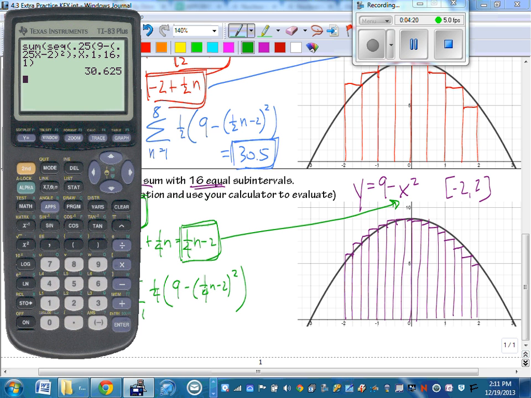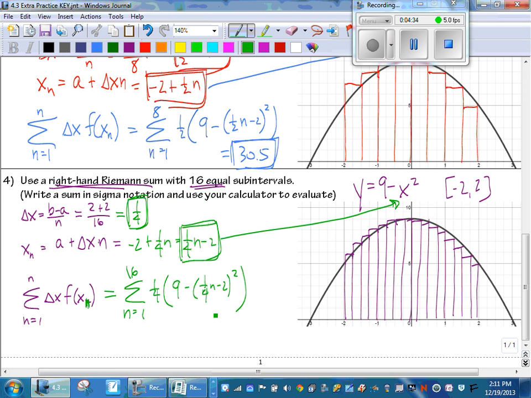And we get 30.625. And when I say it goes up by 1 every time, I'm not talking about the base here. I'm talking about the n's. We're talking about first subinterval, second subinterval, third, fourth, fifth, all the way up to 16. So for this one, we get 30.625 for our answer.